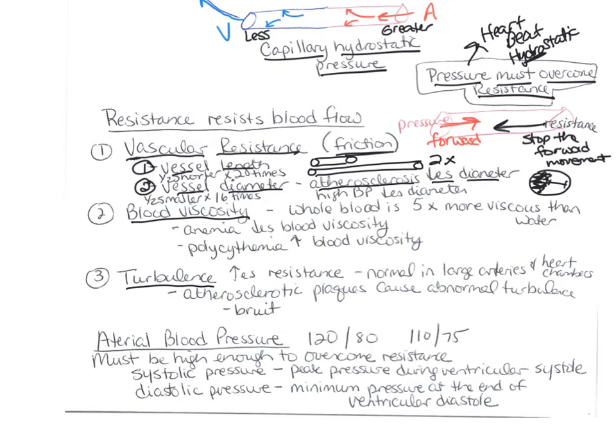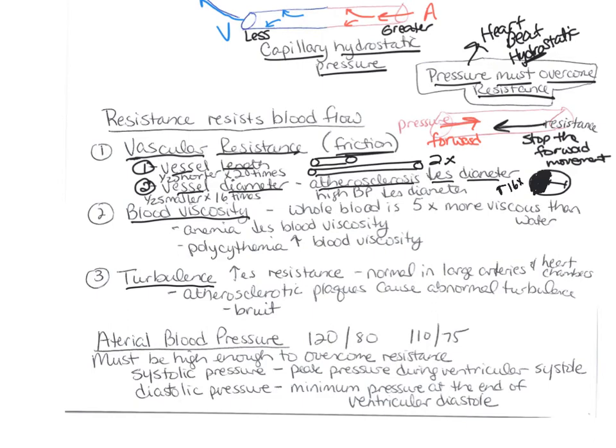And vessel diameter actually is much more impactful on resistance, because if you decrease a blood vessel diameter in half, so if you make it 1/2 as big as it was originally, you will increase resistance 16 times. So vessel diameter has a much bigger impact on resistance than the vessel length does.